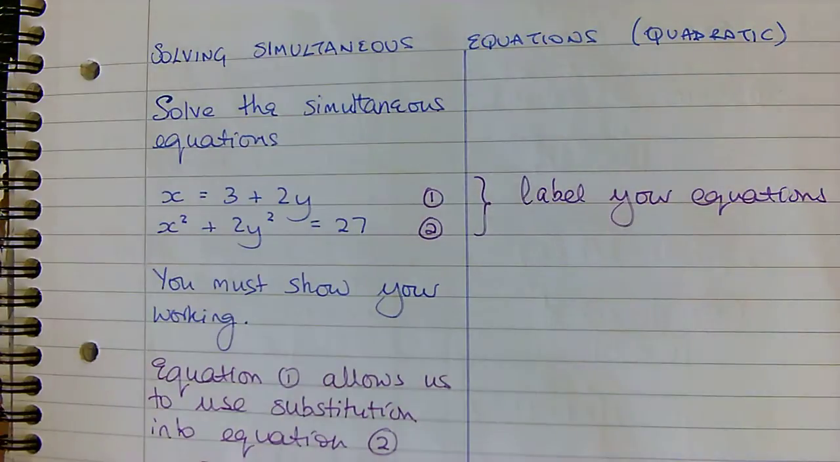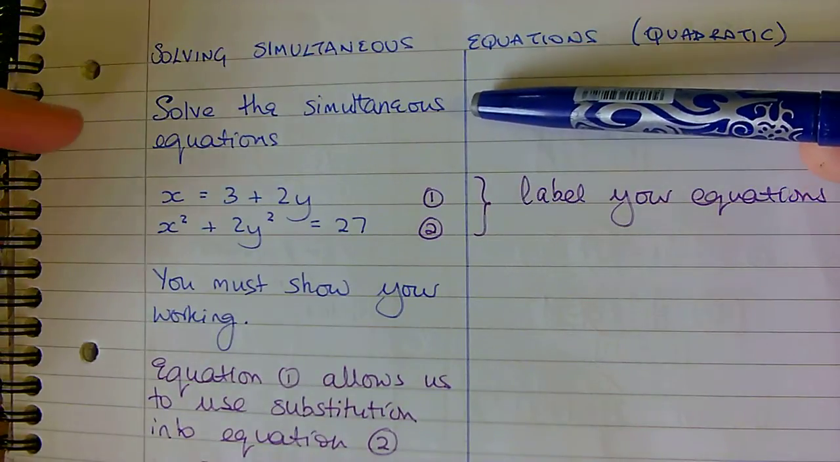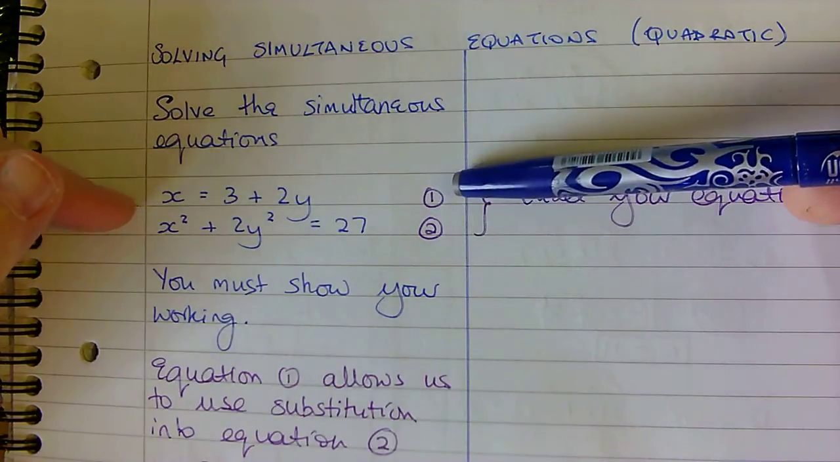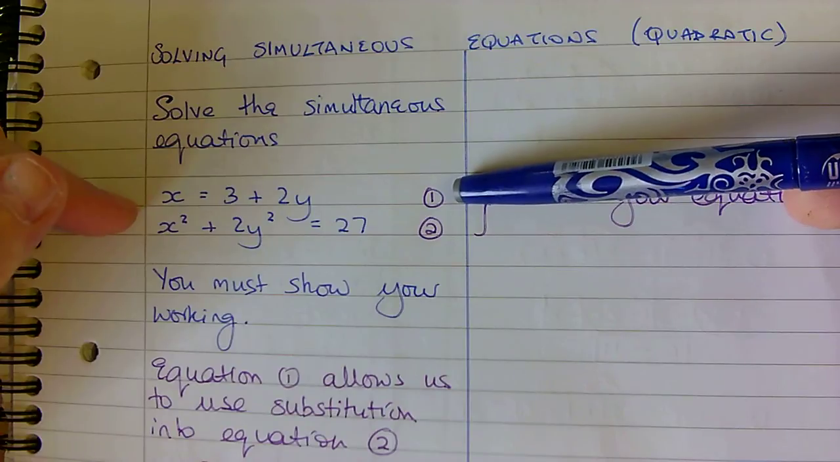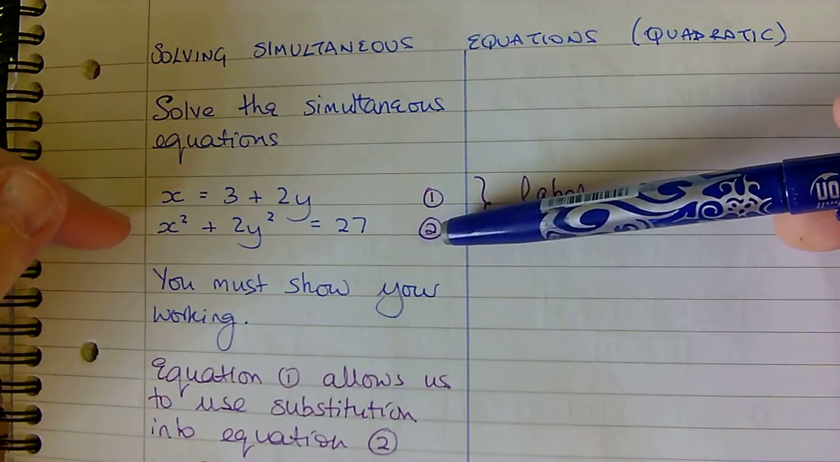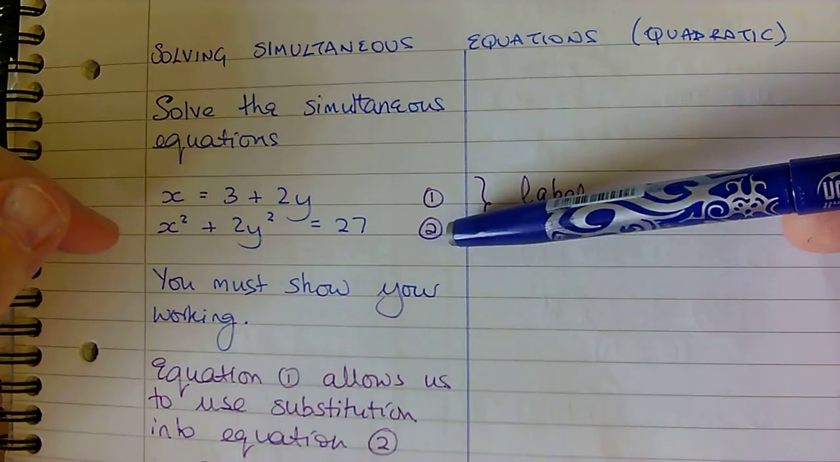Okay, so in this video we're going to look at solving simultaneous equations where one of those is of quadratic form. And the question here is from a past paper. So it says solve the simultaneous equations, and they're given here. The first one, x equals 3 plus 2y, which is linear, and x squared plus 2y squared equals 27, which is quadratic in form. It actually represents a circle.